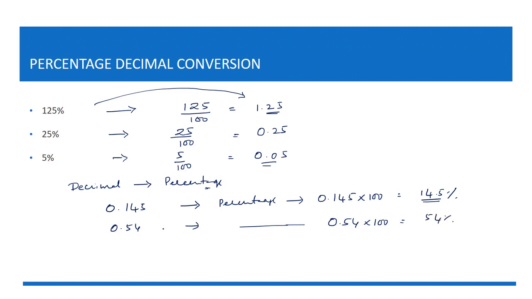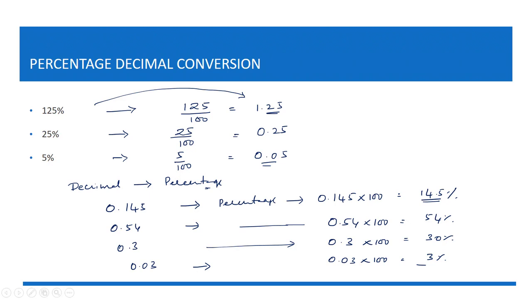54%. If it is 0.3, you convert it: 0.3 into 100, which is going to be 30%. If it is 0.03, you want to convert: 0.03 into 100, which becomes 3%. So now you got to know, when you want to convert percentage to decimal, it's very simple, you just divide by 100. If you want to convert a decimal to percentage, you multiply by 100.